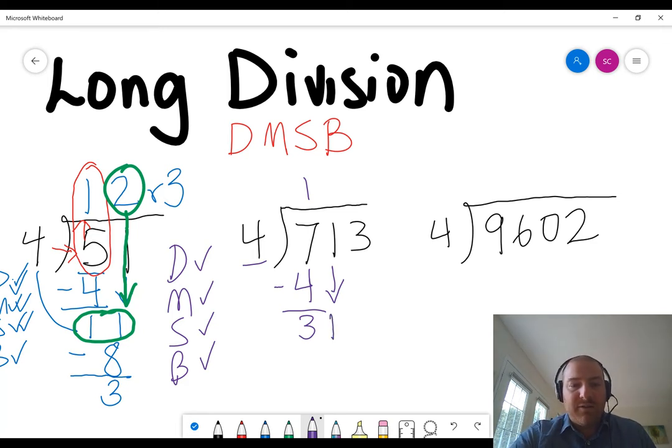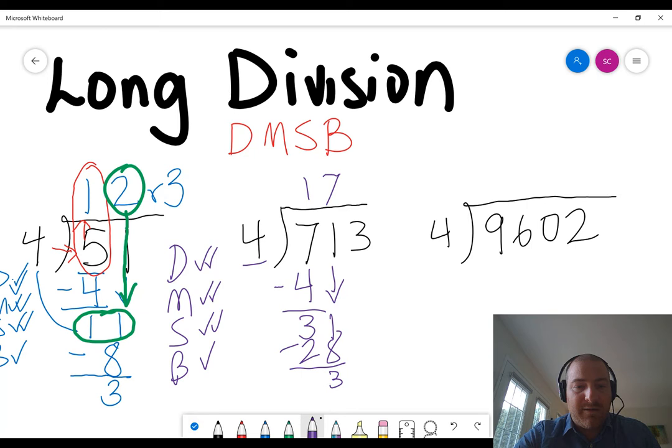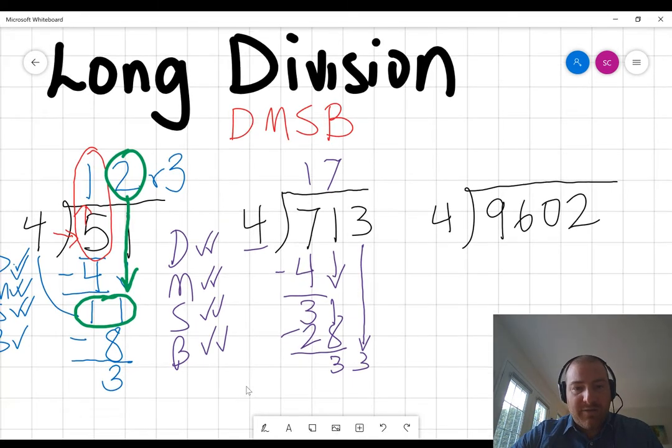4 is going to divide into 31 7 times. 7, so I'm going to put a second check mark there. 7 times 4 for my next multiplication step is 28. And then I'm going to subtract again. So my subtract step gives me 3. My bring down step, I'm going to bring down this 3. So now I have 33, so I brought it down twice. Now I'm going to do the same thing one more time.